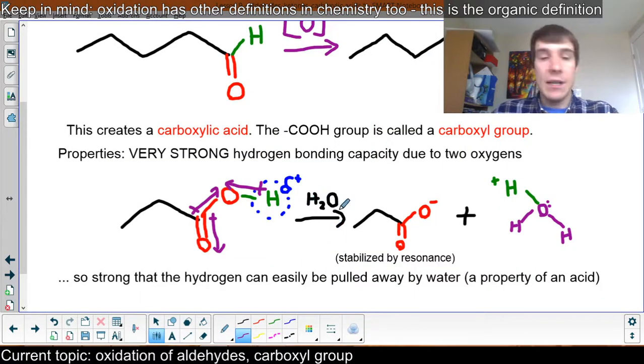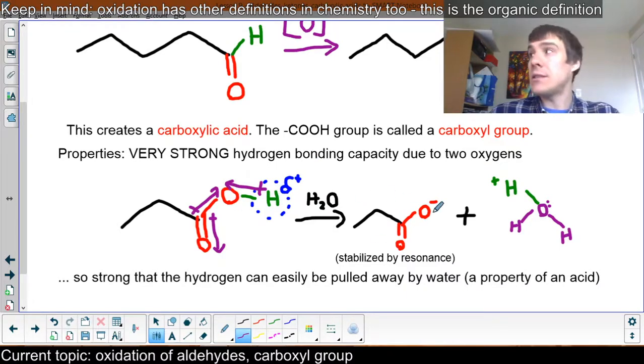if this happens with water present, the water can actually rip off that hydrogen. This hydrogen is so positive that when it coordinates to the lone pairs on the water, it will actually just join the water and make what we call hydronium, leaving behind this anion. And that means that this thing has lost a hydrogen. It has given a hydrogen to the water, and that is an acid property. That's why we call them carboxylic acids. It is this extremely strong delta positive on this hydrogen.